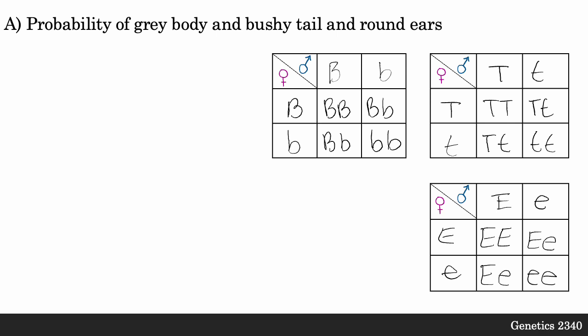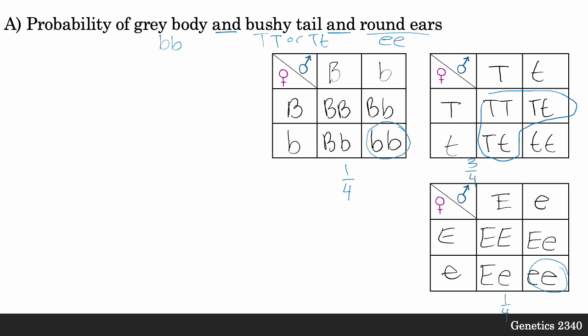Part A, the probability of gray body and bushy tail and round ears. Note the use of and, which indicates the product, otherwise known as the multiplication rule. Gray body means small b, which is 1 over 4. The probability of bushy tail is big T, big T or big T, small t, which is 3 over 4 probability. And then round ears, which is only small e, which is 1 over 4 probability.